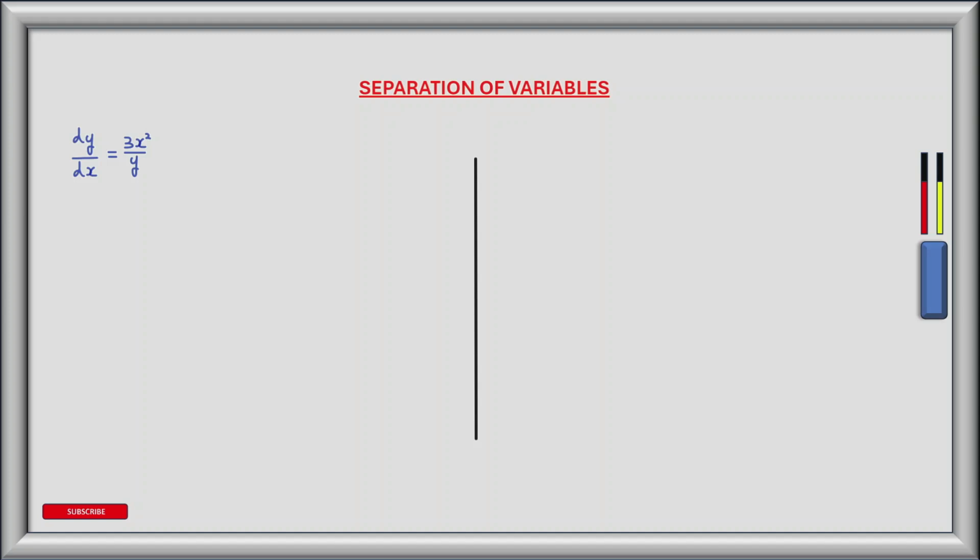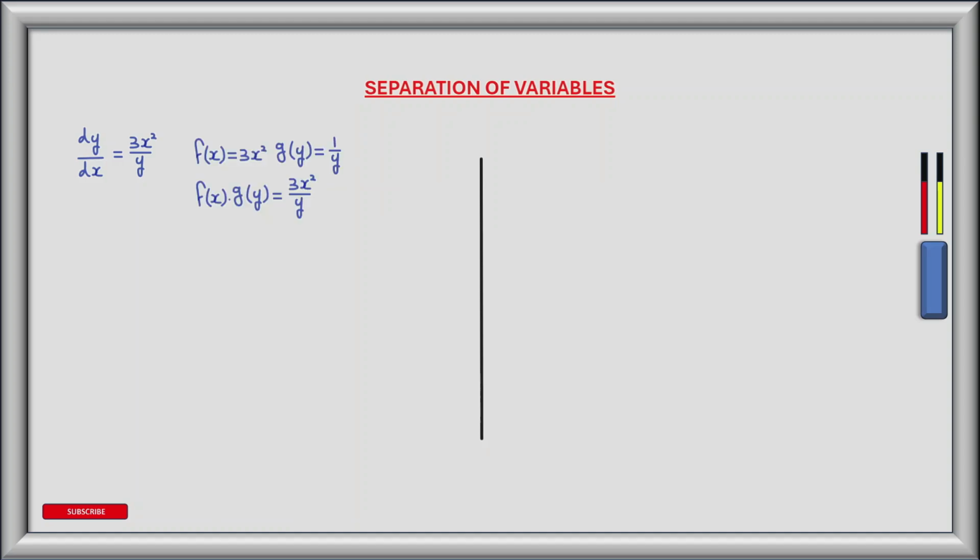So now let's look at some examples of using this method to find the general solution of first order differential equations. In the next video, I'll look at the same method to find a particular solution to differential equations. So first up, we want to solve the first order differential equation dy/dx is equal to 3x squared divided by y.